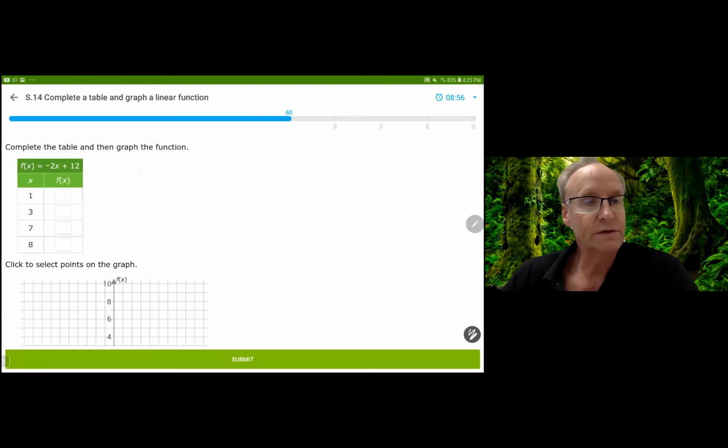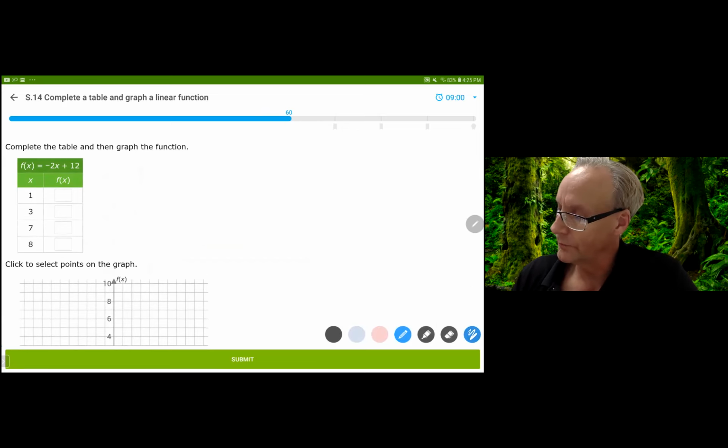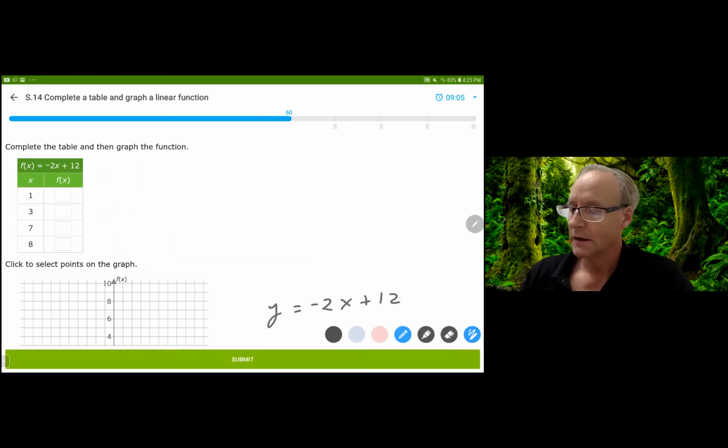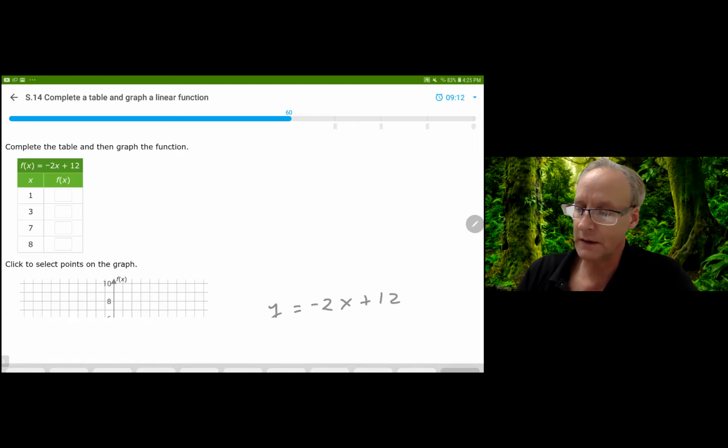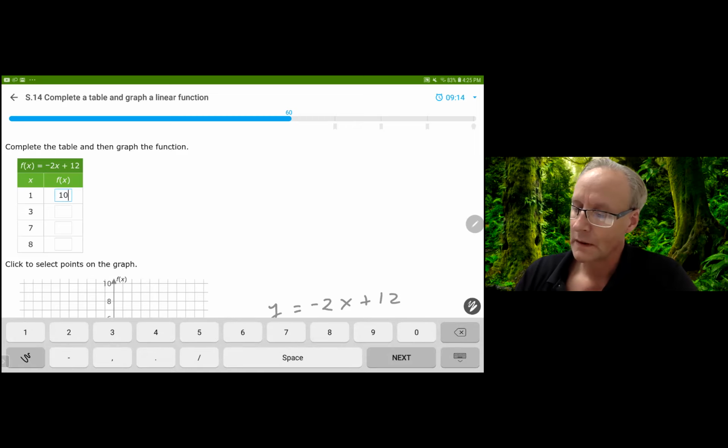Now this is -2x plus 12. I'm going to put it there so that I can graph it on the side. Now I want to put in some points here. If I put 1 times -2 plus 12 is 10. And 3 times -2 is -6. When I add 12, I get 6. Let me write that for you here.